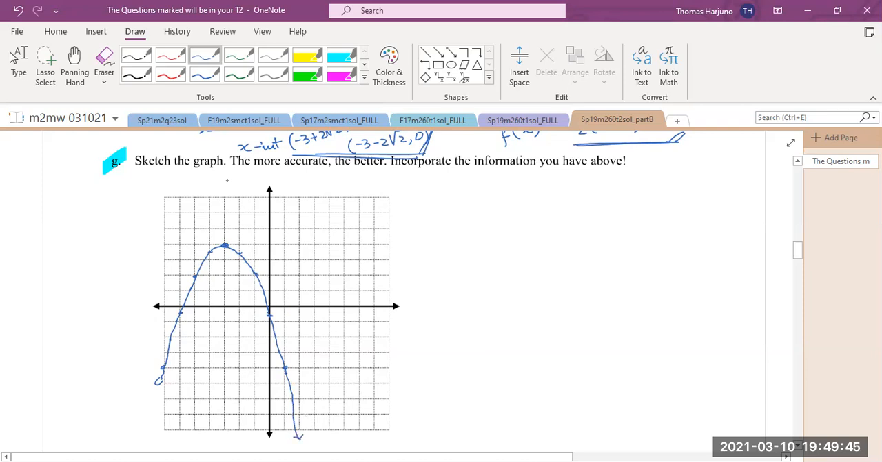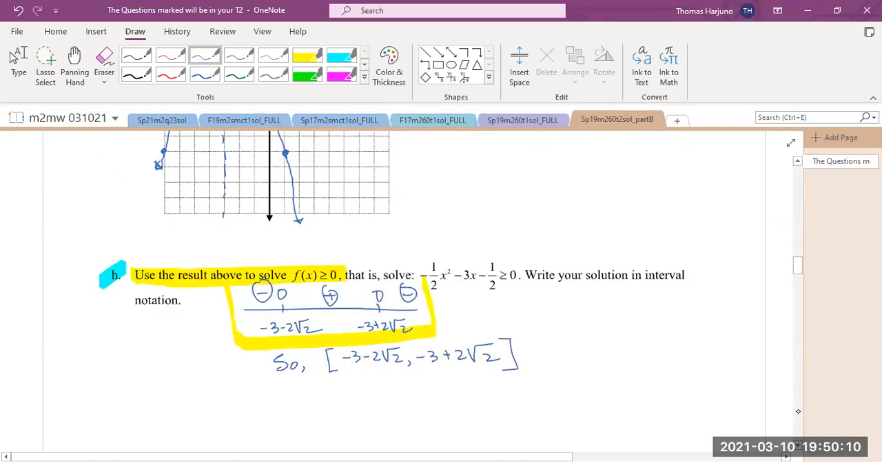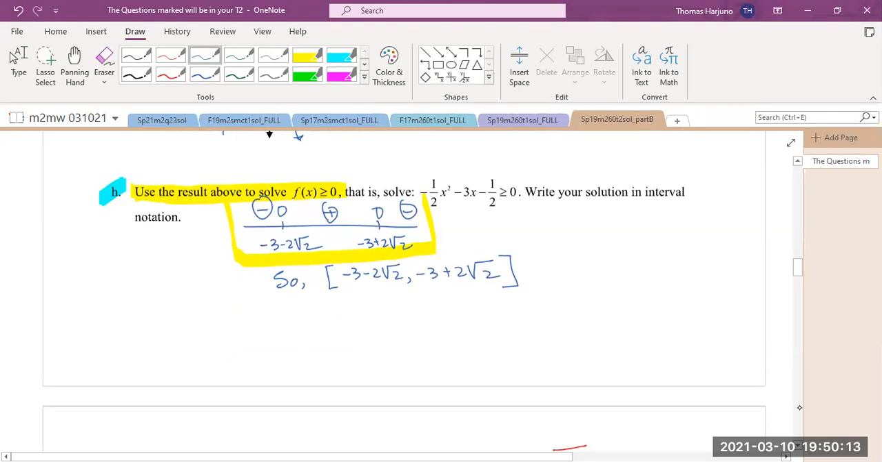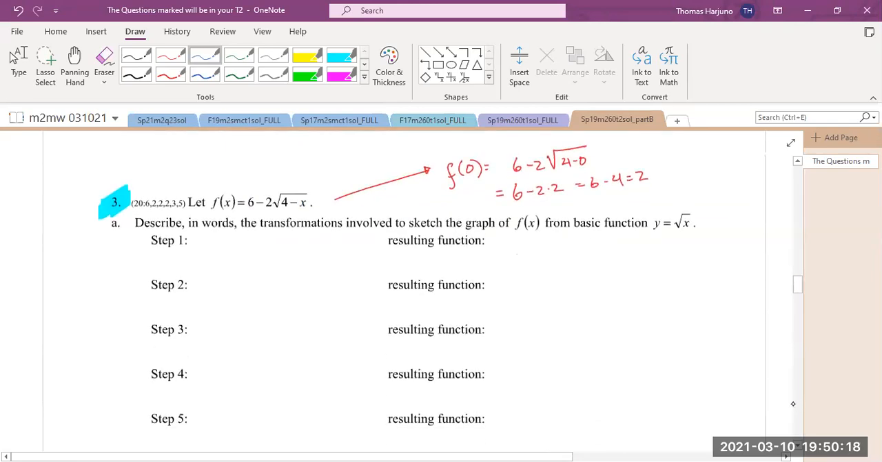Okay, we have axis of symmetry. Let me bubble it thicker. Okay, let's go on further. Oh, that one, yeah. We already have the graph, so we can use that graph to solve that inequality. Oh, how do we graph these?